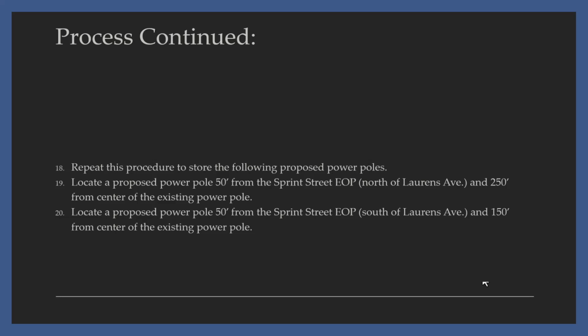Repeat this procedure to store the following proposed power poles. Locate a proposed power pole 50 feet from the Sprint Street edge of pavement, north of Lawrence Avenue, and 250 feet from the center of the existing power pole. Locate a proposed power pole 50 feet from the Sprint Street edge of pavement, south of Lawrence Avenue, at 150 feet from the center of the existing power pole.